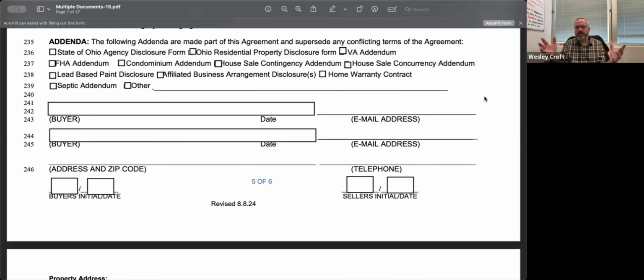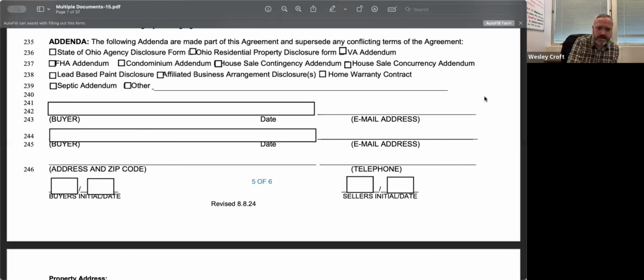235, so any addendums that are part of the contract. So the agency disclosure, property disclosure, lead-based paint, those are the most common ones. If you have a septic addendum, for example, if you had a septic system, if you had a VA loan or an FHA loan, those things would be included. Condo addendums, home sale contingency, those sorts of things. Just make sure that you're checking all those boxes on there.